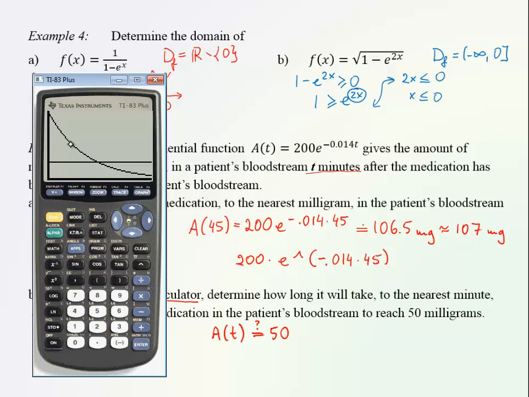Graph it. So this is our diminishing amount of medication in the bloodstream, and that's our level 50. So we are interested in the coordinates of this intersect point. Go through the second calc, intersect, number 5, and first curve, yes, enter, second curve, yes, enter, and the guess is about here as well. And our intersection, the x-coordinate, which in our case is time, is approximately 99 minutes. So that's our answer. After 99 minutes, the amount of medication in the bloodstream will be around 50 milligrams.